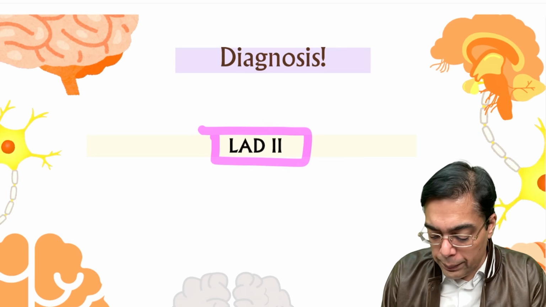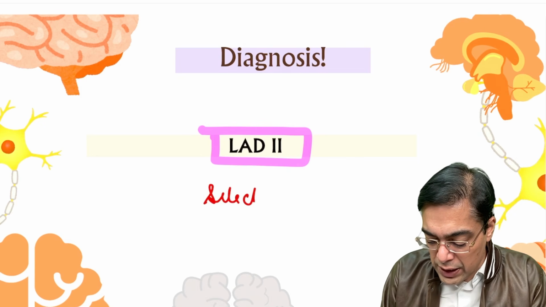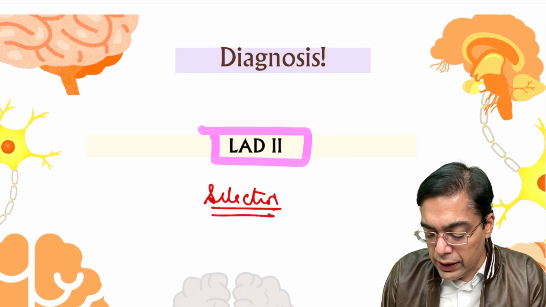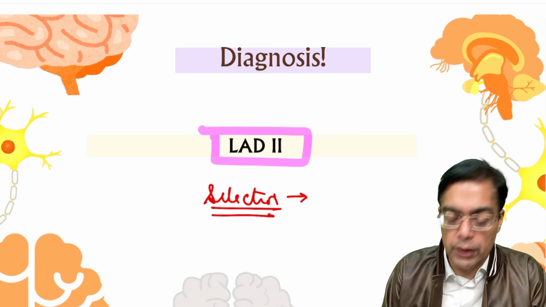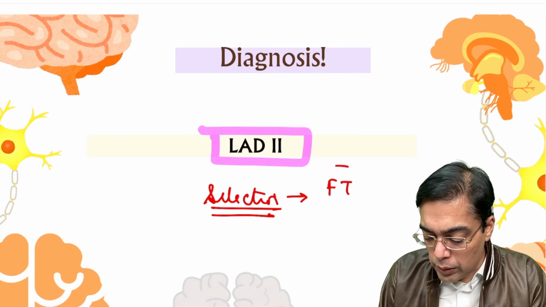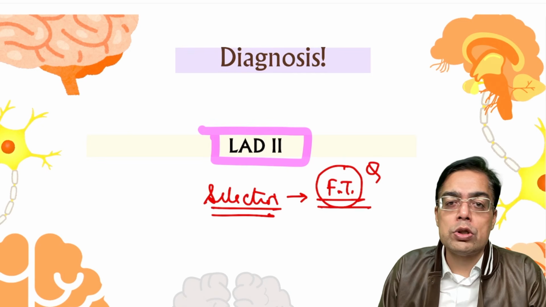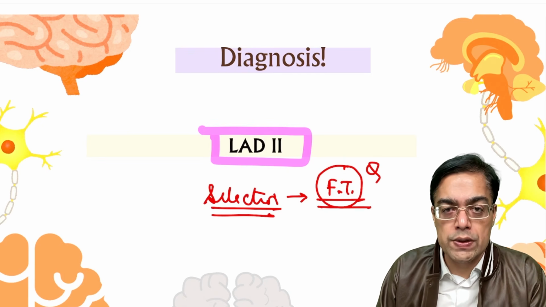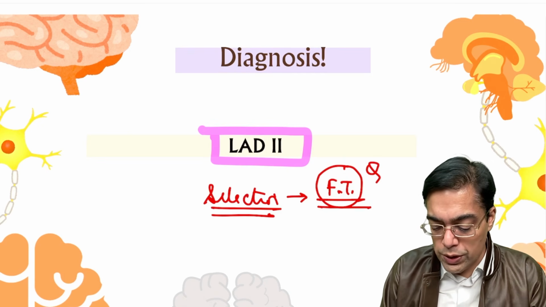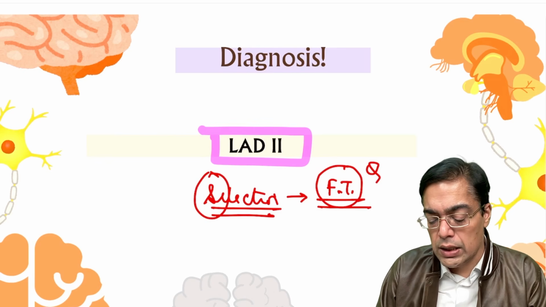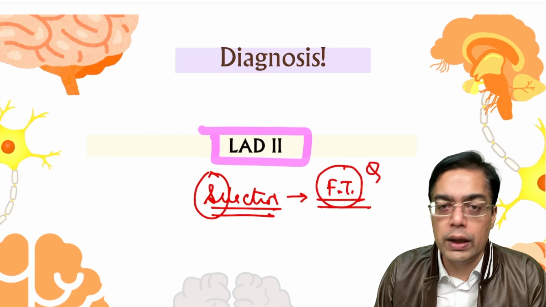What is the problem in a patient having LAD second? The patients having LAD second are going to be having selectin deficiency or selectins not working properly because there is a fundamental problem of Sialyl-Lewis X. Sialyl-Lewis X is going to be having a problem because of a trouble at the level of fucosyl transferase. So Sialyl-Lewis X issue is going to be associated with dysfunctional selectins, and that is what is going to be contributing to the LAD second.